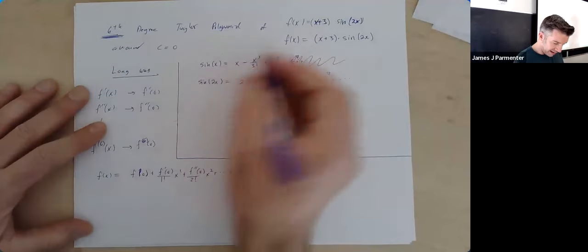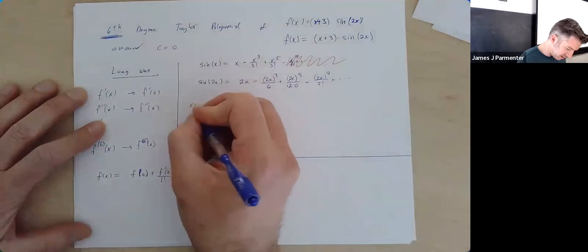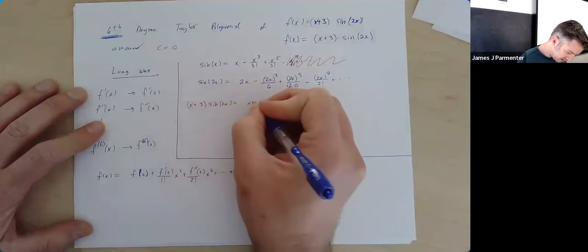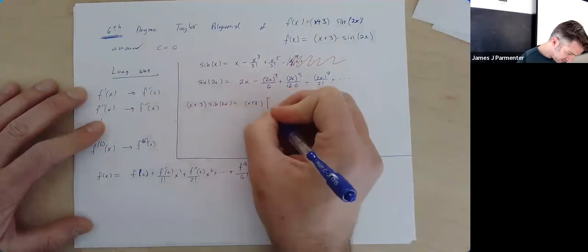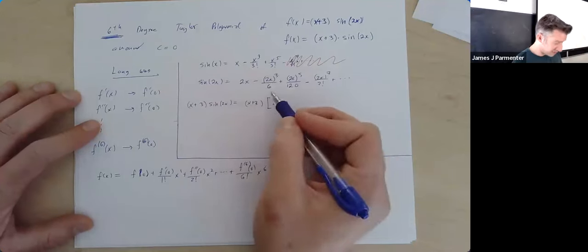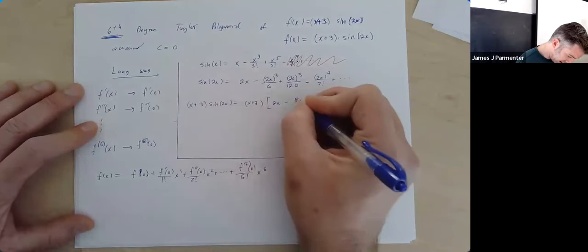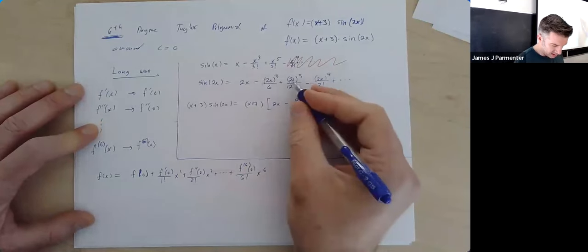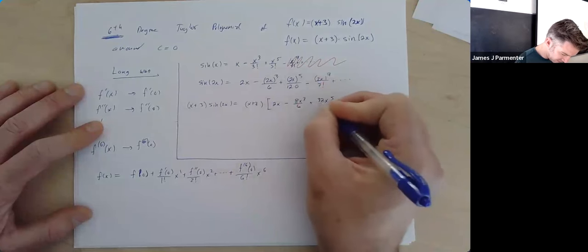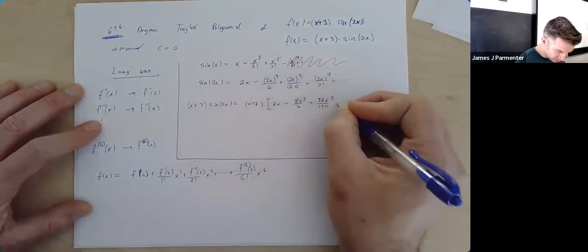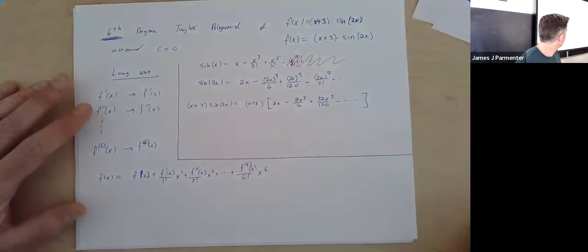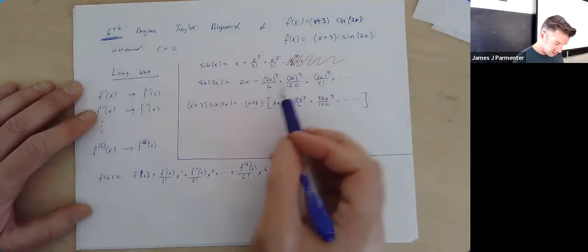So then if I want x plus 3 times sine of 2x, well, that's going to be x plus 3 times all this stuff: 2x minus, I'm going to start simplifying this as well. 2x cubed over 6 is going to be 8x cubed over 6. And 2x quantity to the fifth over 120 is going to be 32x to the fifth over 120. And then I don't really need the rest of this. So you just simplified. Right, because 2 to the fifth is 32, 2 to the third is 8.